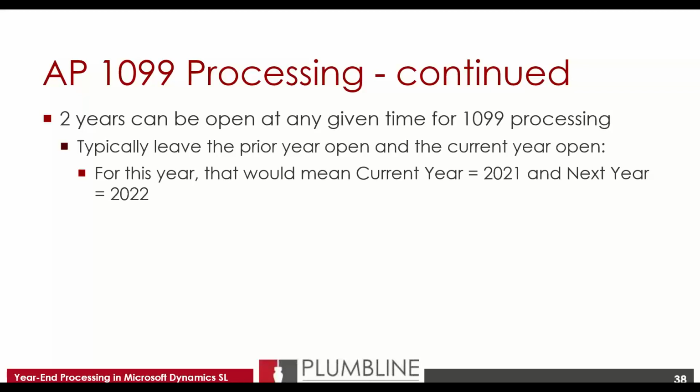In order to process checks out of accounts payable, your check date has to fall in an open 1099 year. So if you are in January of 2022 needing to process a 2022 dated check, you will need to make sure that 2022 is one of your open 1099 years. Okay.